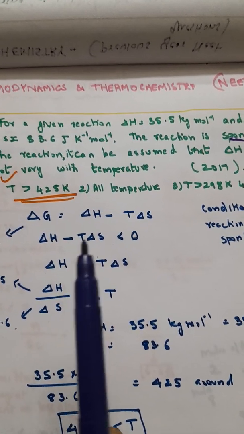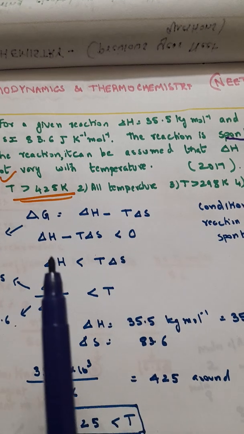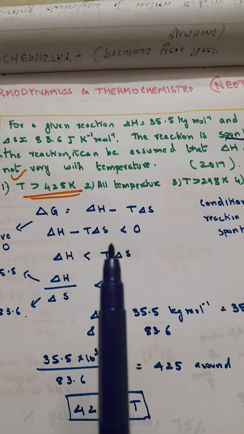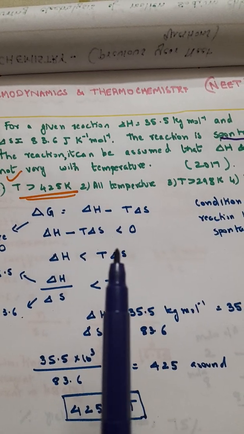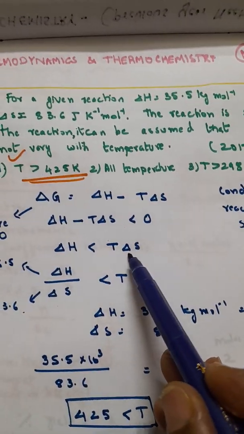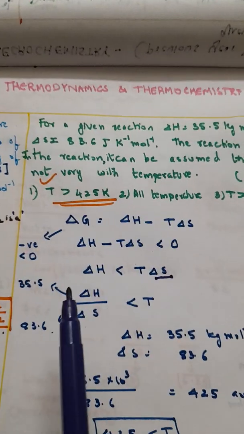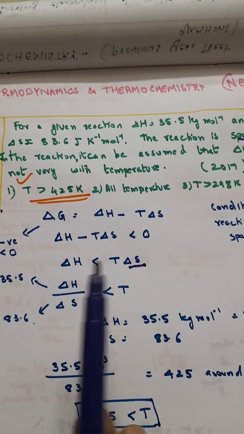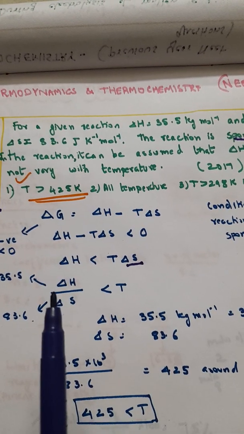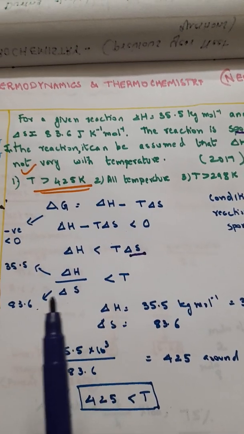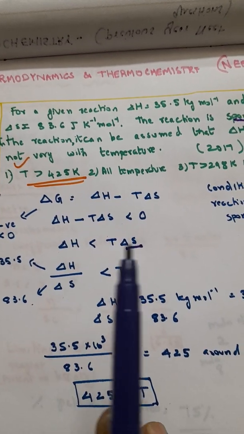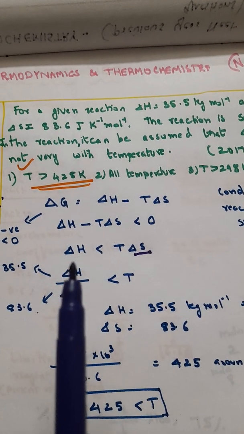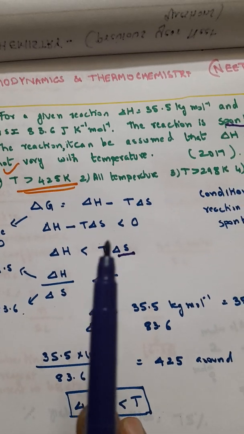Now you take this T delta S to the other side, so that you get delta H is less than T delta S. Now we can bring delta S alone to the left side, so that you get only T on the right. Why are we rearranging all these things? Only then can we get the equation in the desired format. To change it like that, we are rearranging the terms. Now, delta H by delta S is less than T.